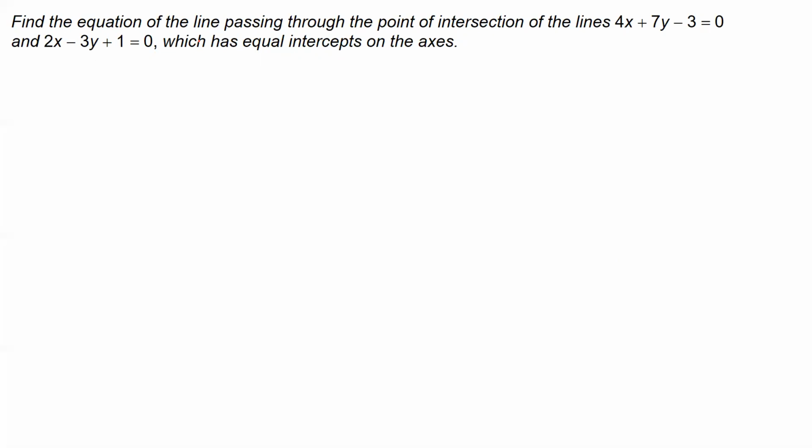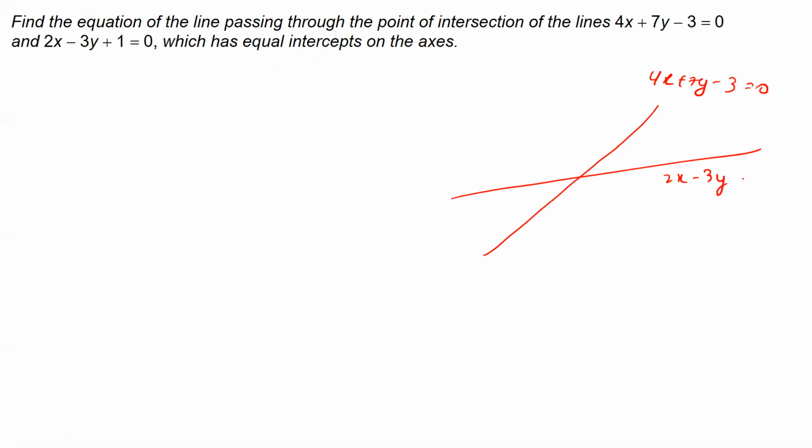Next question, find the equation of the line passing through the point of intersection of these two lines and which has equal intercepts on the axes. Okay, so there is one interesting thing you need to know. So suppose these are the two lines that are given to you. The first line is 4x plus 7y minus 3 is equal to 0, and the second equation is 2x minus 3y plus 1 is equal to 0.